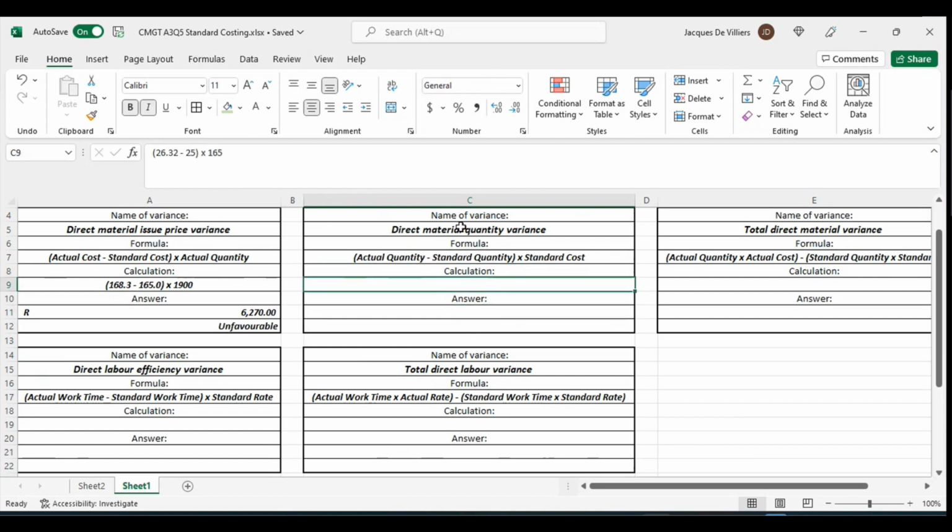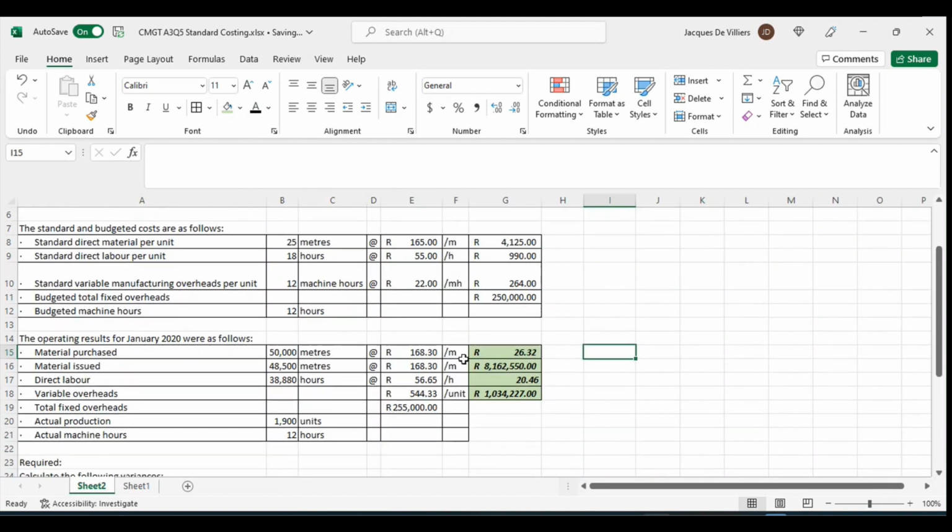Now, if we look at direct material quantity variance, that was on price. It's much the same. We say, okay, let's have a look at our actual quantity. From that, subtract the standard quantity, and then we will get to the standard cost. So if we do that, this is what we get. We see that our actual quantity that we used per unit, if we go back here, see our actual quantity that we used per unit here.